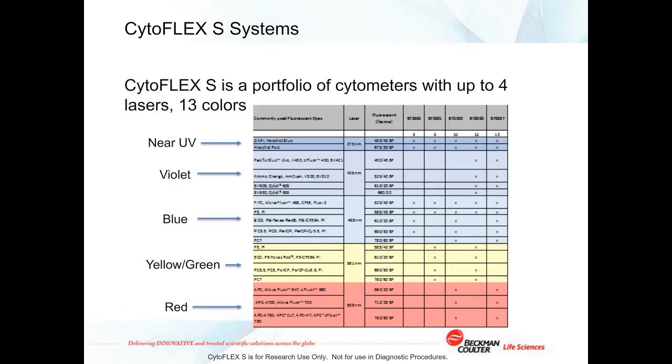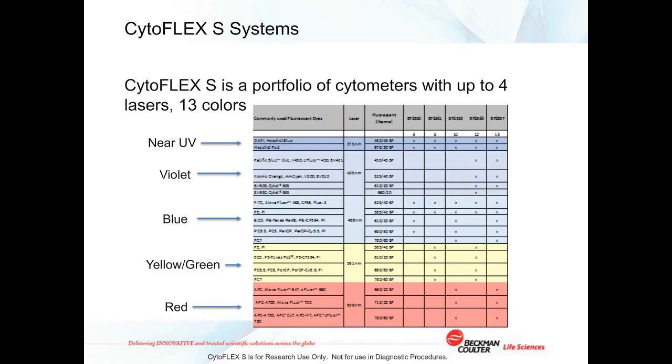Let's talk about the configurations available with the CytoFLEX S. So the CytoFLEX S system is available in preset configurations with up to 4 lasers from a choice of 5. While the CytoFLEX can be had with blue 488, red 638, and violet 405 nanometer lasers, the CytoFLEX S adds the option of yellow-green 561 nanometer laser and the near UV 375 nanometer laser.